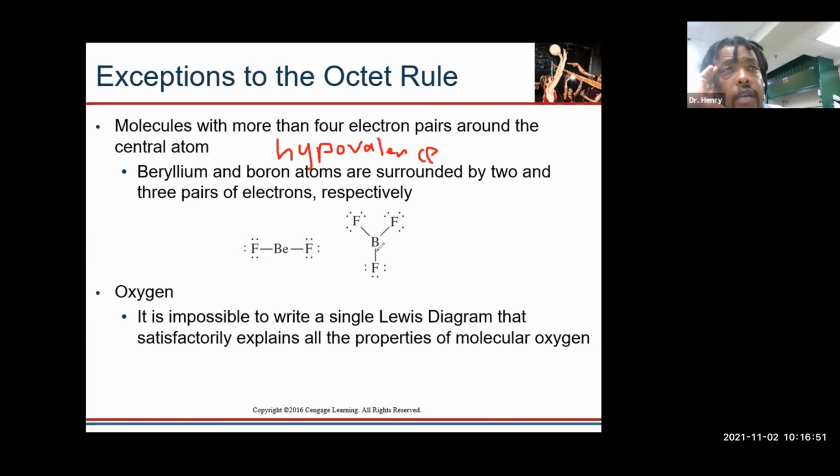And boron's the same way. Boron only likes to have 6 around it. So that's 2, 4, 6 around it. And so it's also going to be octet deficient or hypovalence. Okay. And for the other exceptions, sometimes molecular oxygen has some weird properties, and so it becomes difficult to explain that. And so that can also be an exception to the octet rule.